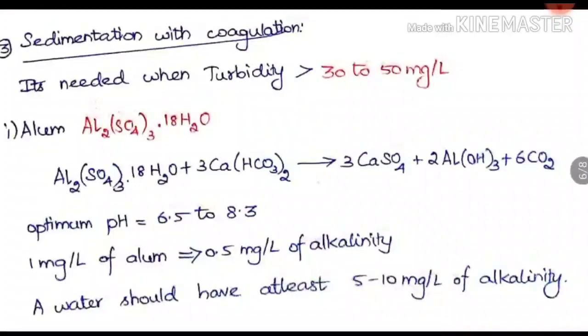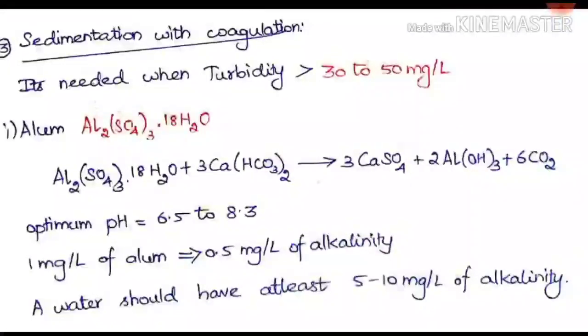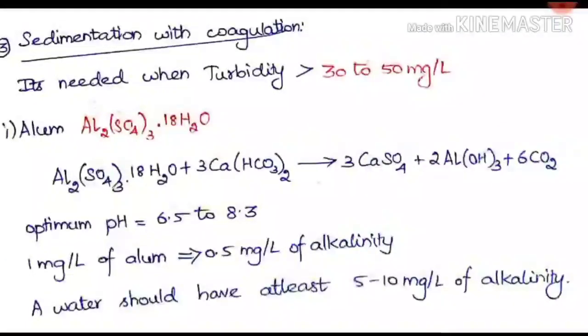The next is sedimentation with coagulation. So it is needed only when the turbidity is greater than 30 to 50 milligram per liter. Otherwise you can go for the normal plain sedimentation itself. So here various types of coagulants are used. So we will see one by one.